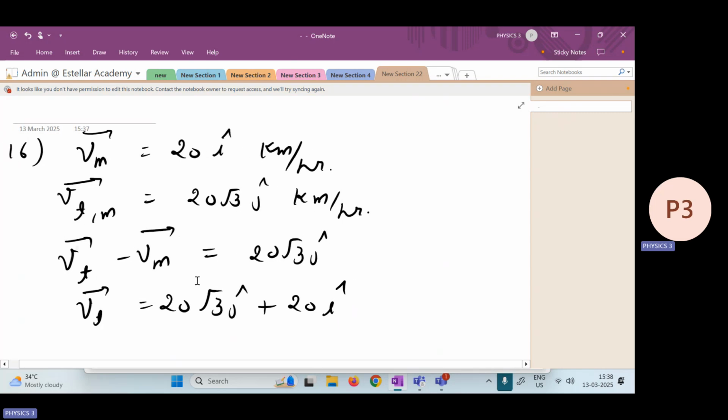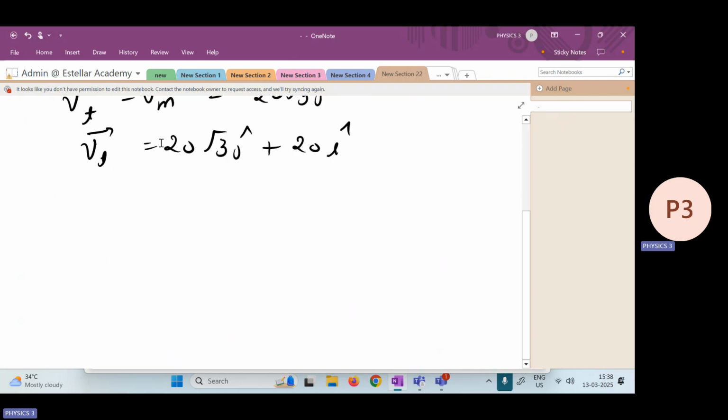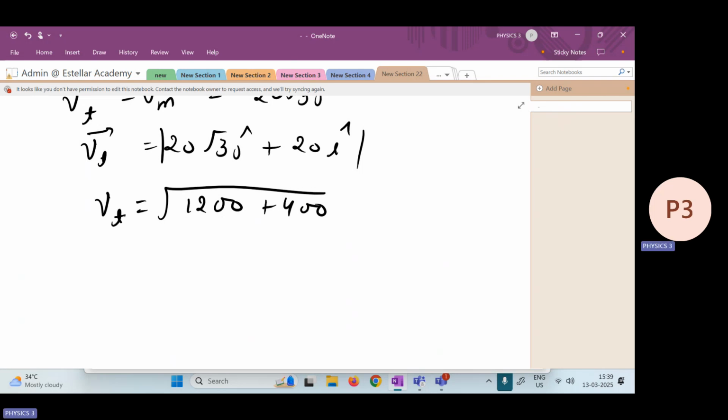Now we have to find its magnitude. So its magnitude would be under root 1200 plus 400. So VT comes out to be 40 kilometer per hour, because all the values are given in kilometer per hour.